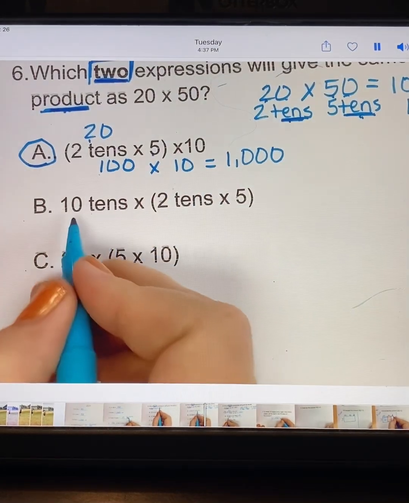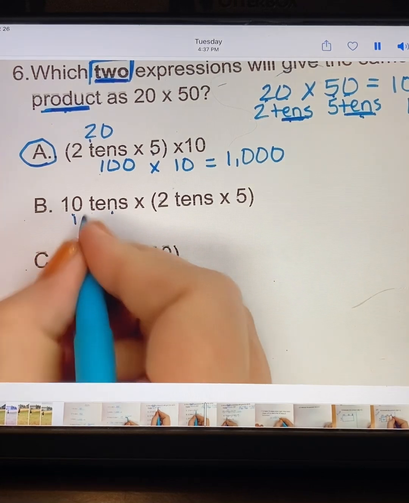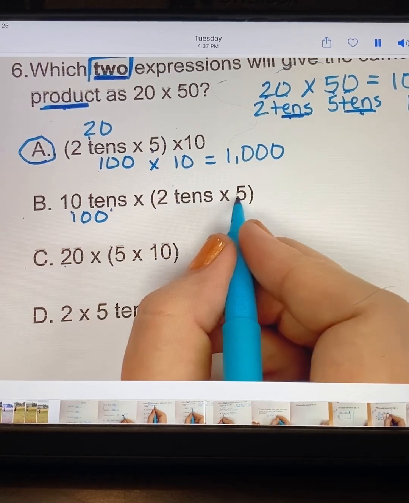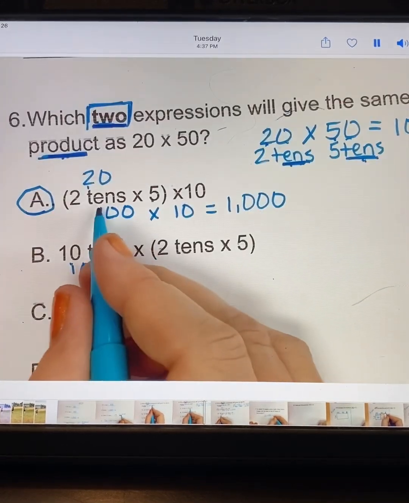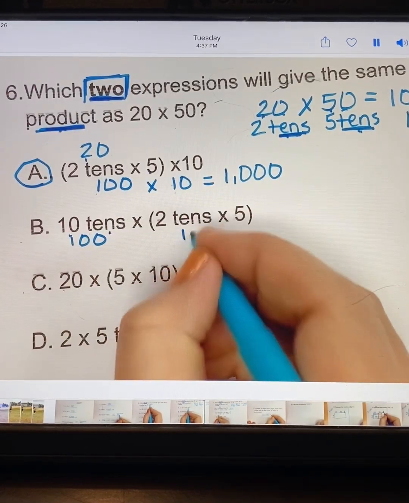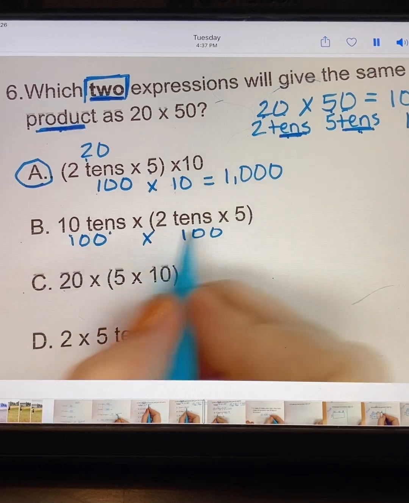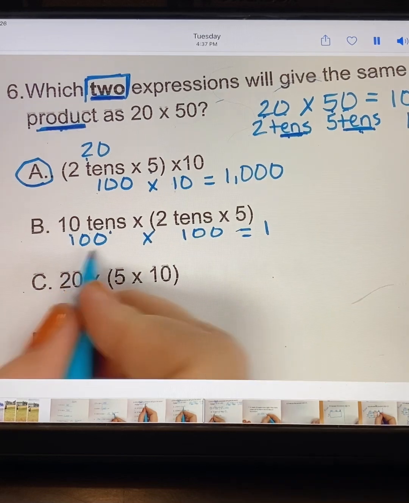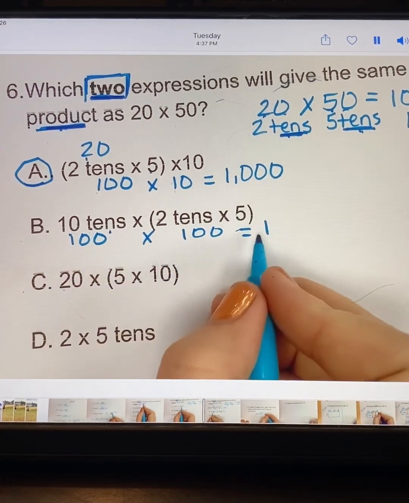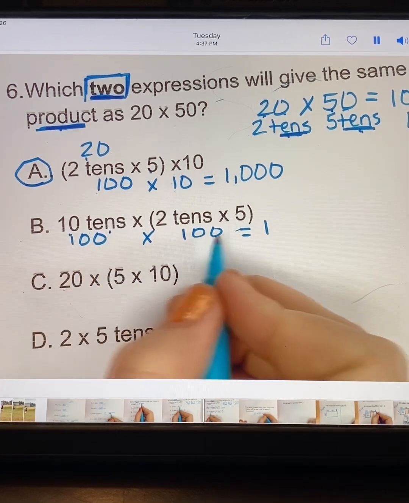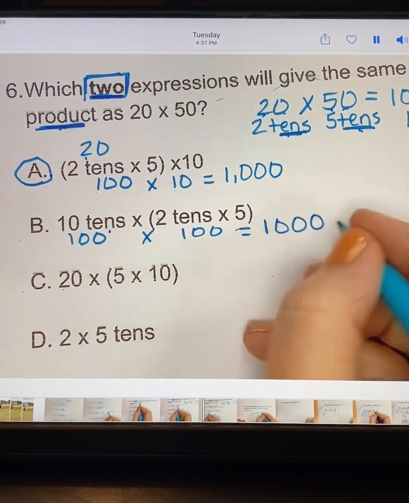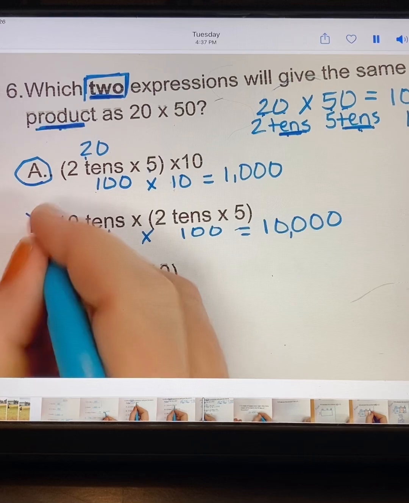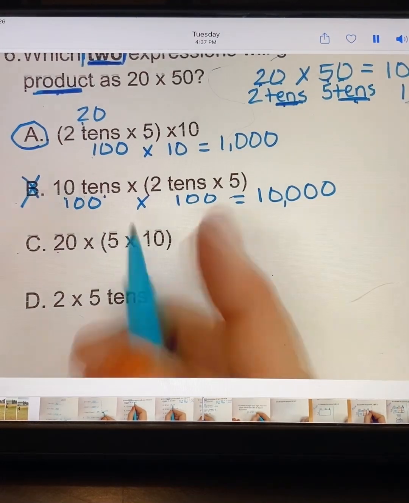Let's check B. So I have 10 tens. Well, 10 tens is the same thing as 100. Here in parentheses, we have 2 tens times 5. Well, I determined a while ago, 2 tens times 5 is 100. So I've got 100 times 100. Well, 100 times 100, look at all these zeros. 1 times 1 is 1, and then I have 1, 2, 3, 4 zeros. So 100 times 100 is 10,000. That's not the same product, so that would not be one of our answers. All right, let's look at this one.